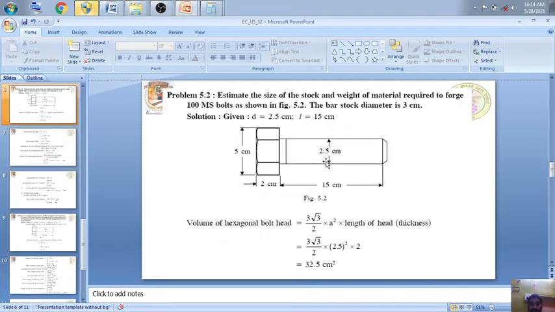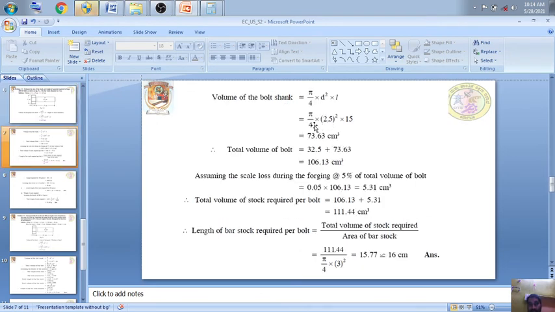For the volume of the shank portion, the diameter is 2.5 and the length is 15 centimeters. Pi into 2.5 square divided by 4 into 15 centimeters, that is 73.63. The total volume of the bolt is the addition of head 32.5 and 73.63, that is 106.13. But you need to consider the loss, which is usually scale loss, taken as 5% of the total volume. So 5% of 106 is 5.31. Add this to the total volume in order to get the total volume of the bar stock: 106.13 plus 5.31, that is 114.44 cubic centimeters.